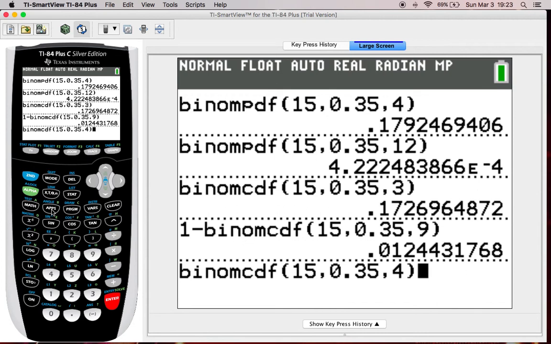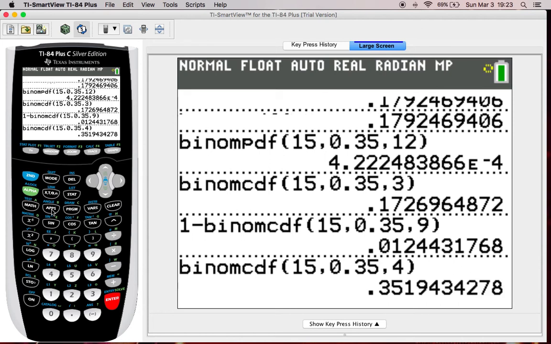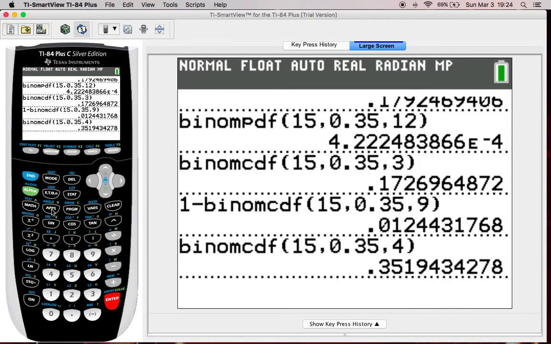So now I have this 1 and this 0. Those two probabilities are being included in this number if I were to hit enter, and I don't want those to be included. Okay, you know what? I'll go ahead and hit enter. So the probability of everything less than or equal to 4 is 0.3519. But that includes the probability that 0 trains arrive late or the probability that 1 train arrives late. And I don't care about 0 and 1. I only care about 2, 3, or 4. So I need to subtract off the probability that 0 or 1 trains arrive late.